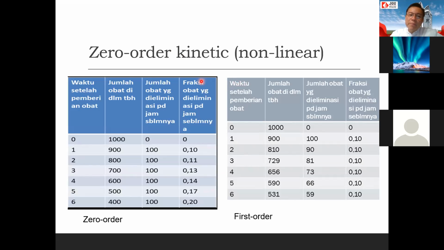Now, just to compare between zero order and first order. We have mentioned the first and zero order. I'm sorry about the bahasa, I will change it later to English.